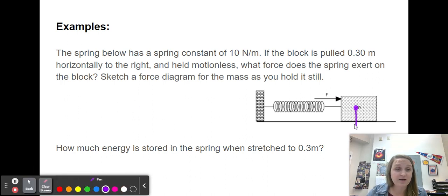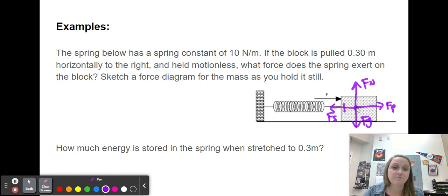I've got my block, so we've got force gravity, we've got normal force. There's some sort of applied force this way. Let's call it P, force push pull. And then in the opposite direction, there's going to be a spring force because that spring's going to want to go back to its natural position. We know that the force of the spring is going to be equal to the applied force.